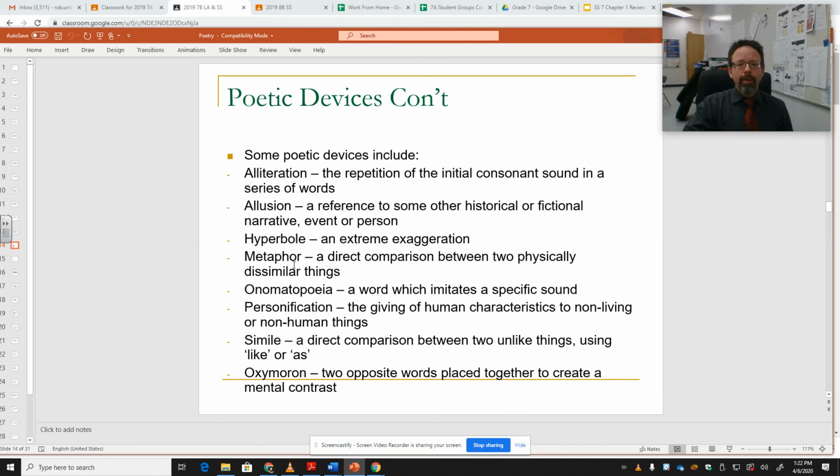Alliteration, allusion, hyperbole. No, not hyperbole, hyperbole. Metaphor, onomatopoeia. I know it's a weird spelling, but it's kind of a cool word. Personification, simile, and oxymoron. One of the favorite terms for most students. Not used that often, but it's kind of a cool term. So these are the poetic devices that I'm going to expect you guys to know. I'm going to stop this before it gets too long as a video. Memorize this list.